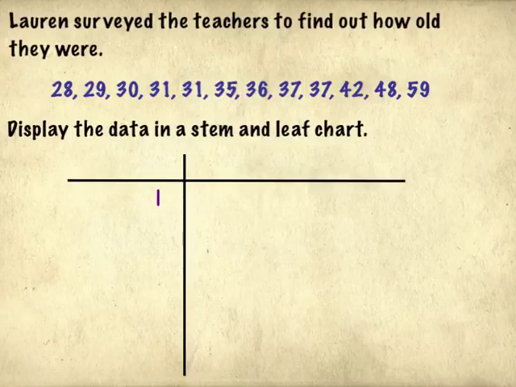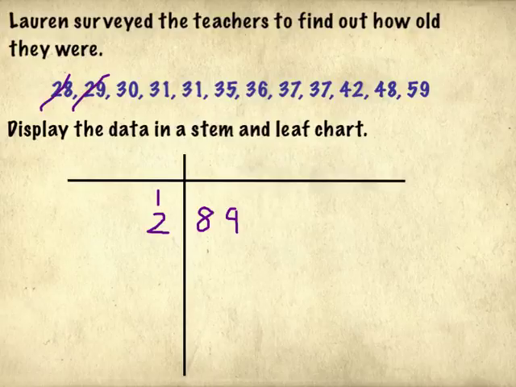Now I'm going to look at my 20s. So next I have a teacher who's 28 and a teacher who's 29. So I'll put a 2 in the stem part, and then in the leaf I'll put an 8 for 28 and a 9 for 29. Next up, I'm done with those. Next up I'm moving on to my 30s.